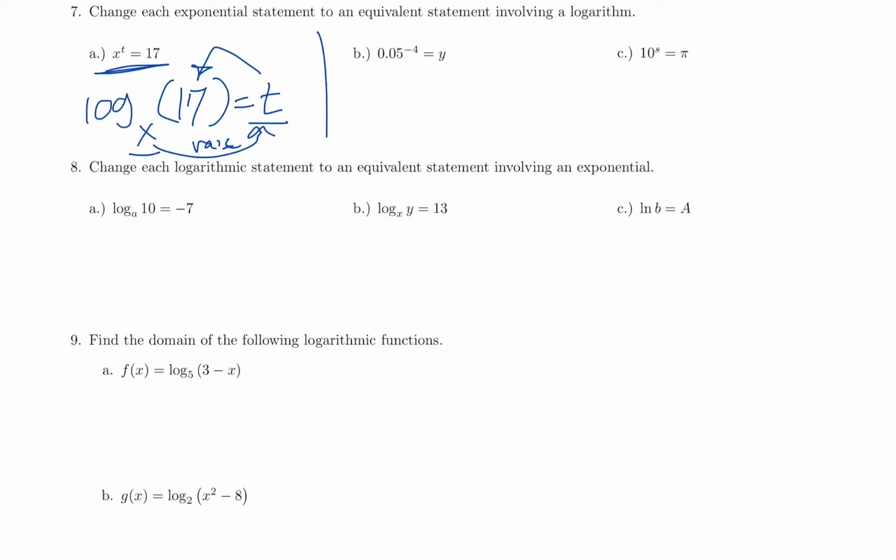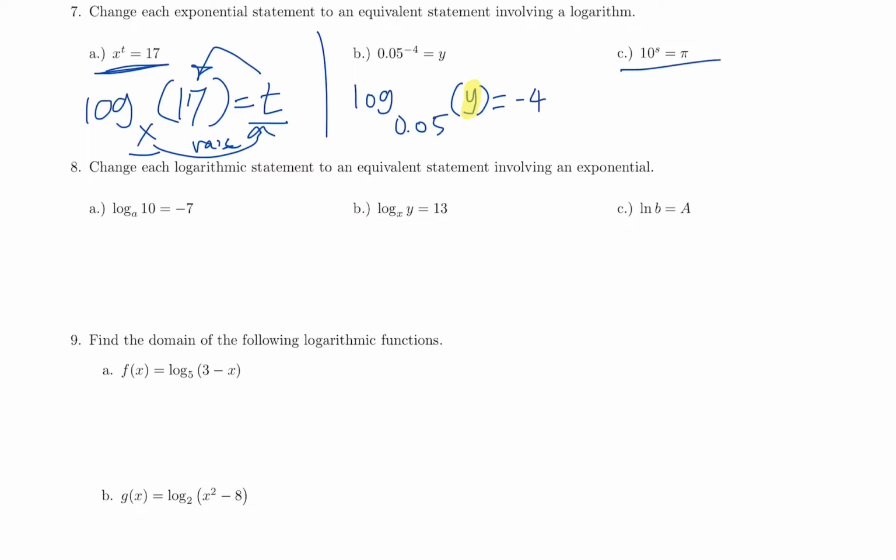Okay, so let's try again. So then we have log. Here goes the base. Base here is 0.05. And the answer we get is y, and the exponent is the output, -4. Again, we can have a negative exponent. That's totally fine. But inside, this y value must be positive.